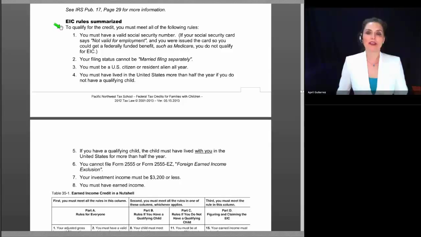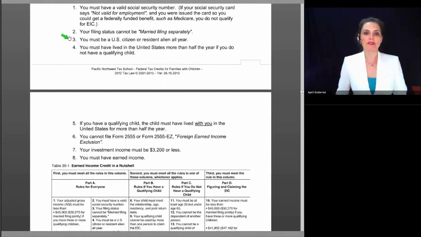To qualify for the credit, you must meet all of the following rules. You must have a valid Social Security number. If your Social Security card says not valid for employment and you were issued the card just so that you could get a benefit, such as Medicare, you don't qualify. Your filing status cannot be married filing separately. You must be a U.S. citizen or a resident alien all year.